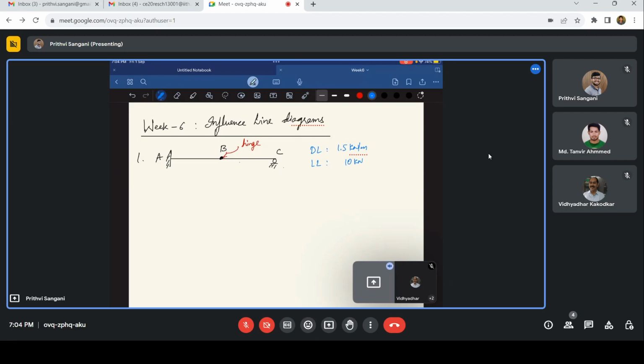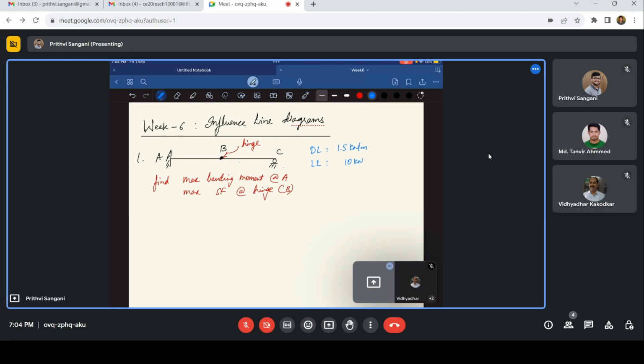So the question is, find the maximum bending moment at support A, and also the maximum shear force at the hinge, that is B. Okay, this is the question.